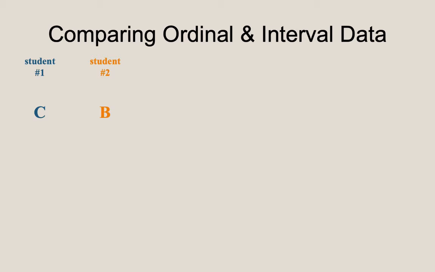For example, if we have two students, one with a C and one with a B, we know that the student with a C performed lower than the student with the B. Alternatively, if we have a third student that had an A, we know that student performed better than the student with a B, and in turn, better than the student with a C. What we do not know is the degree of difference between these performances.